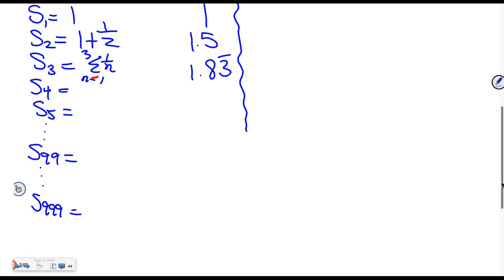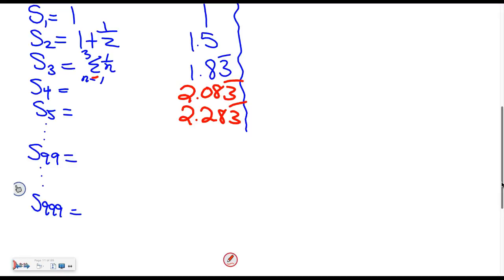So if I could have 4 people, it's just math zeroing it. We don't all need to do it. But what was the fourth one? 2.083 repeated. How about the fifth partial sum? 2.283 repeated. Not convinced that this is converging.